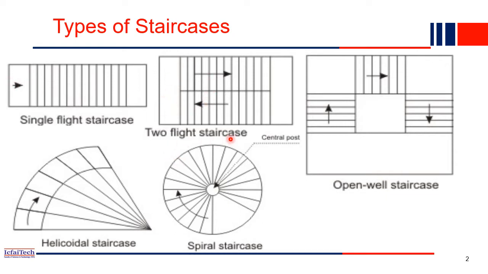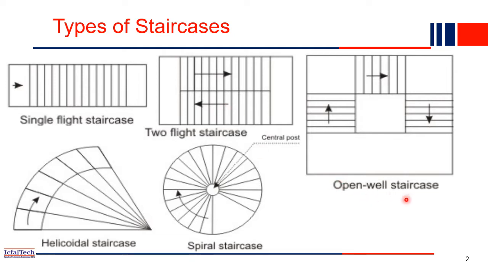Now you have the two flight staircase, which you will find in many residential structures. Half of the elevation, or half of your height, you reach in one flight, and then you have a slab portion, and then again you go up the remaining half. So this is the ground floor, then you go to the middle of the first floor, and then you reach the first floor. This type of staircase we call a two flight staircase, because two flights are there. So this is single flight, this is double flight or two flight.